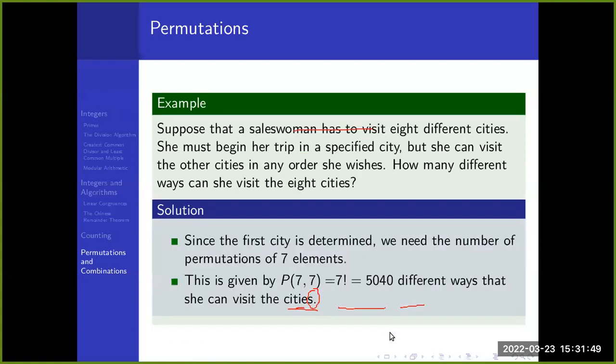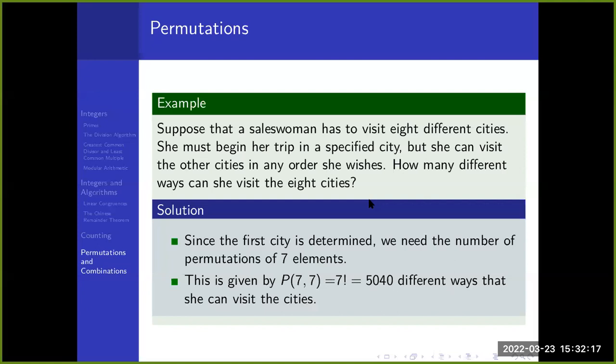So the next thing we look at is another example. The example says the following. Suppose that a saleswoman has to visit 8 different cities, and she must begin her trip in a specified city. But she can visit the other cities in any order that she wishes. How many different ways can she visit the cities?